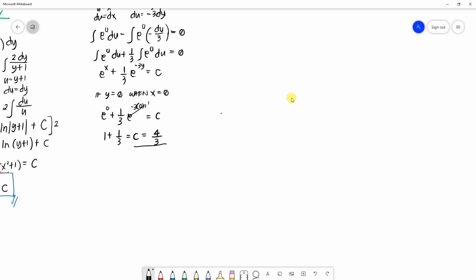So if c is equal to 4 over 3, substitute c into the original equation. So e raised to x plus 1/3 e raised to negative 3y equals c, where c is 4 over 3. We can write this equation, or if I multiply by the LCD, we have 3e raised to x plus e raised to negative 3y equals 4. So that is our final answer.